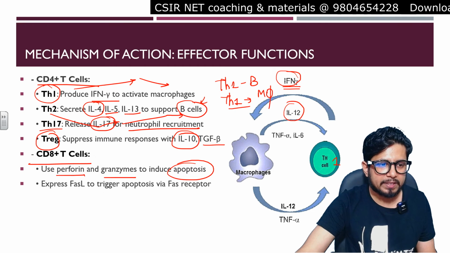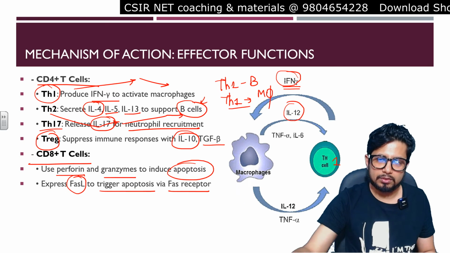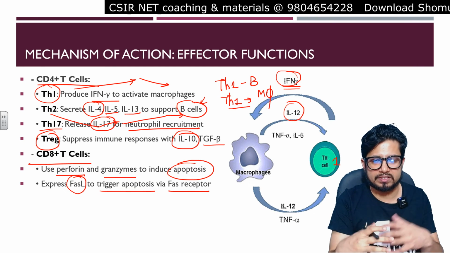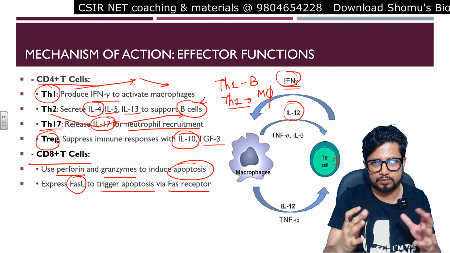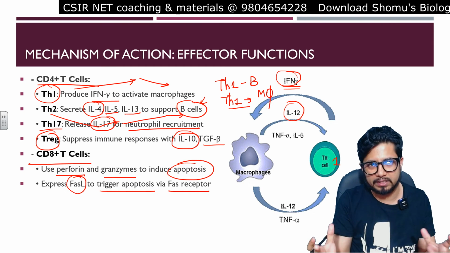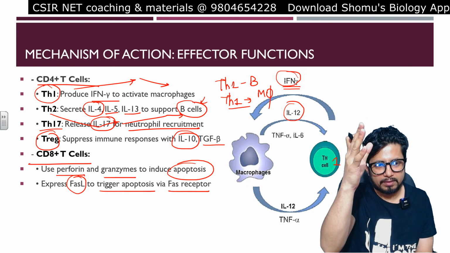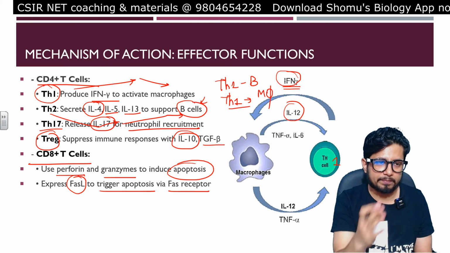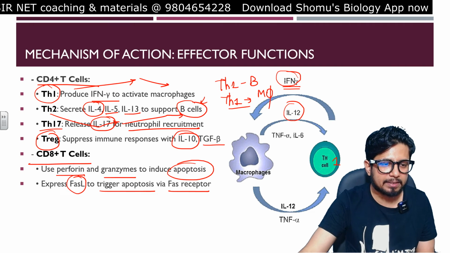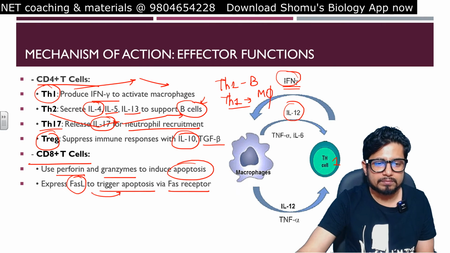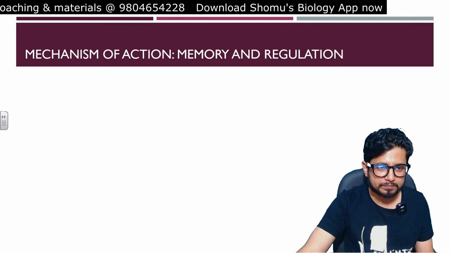Okay, they express Fas ligand to trigger the apoptosis via Fas receptor, right? Because there are cells which are ready to die, to provide a signal that there is something wrong going on, the cell wants to kill itself so that it can prevent the spreading of the infection. So for that purpose some cells provide the Fas receptor. By looking at the Fas receptor, the CD8 plus T cell produces Fas ligand. With the help of Fas ligand, they bind to the receptors and can kill the target cell by apoptosis.